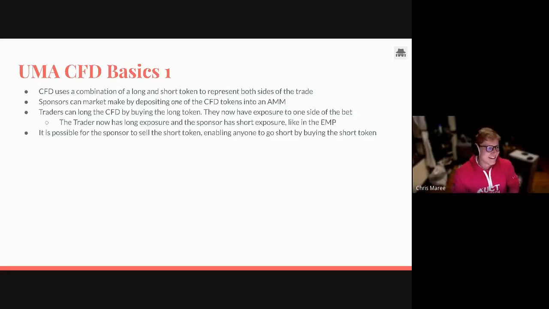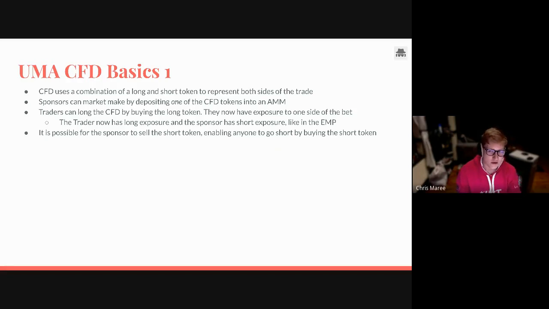Nice. Okay, so let's dig into what this actually looks like within that CFD contract. We have a combination of a long token and a short token to represent the two sides of the trade. Sponsors, and maybe a better word for them is minters, which we refer to them as later on, and we'll talk about why minters is a better word. The minter can deposit collateral into the contract and use this to mint these long and short tokens. If the minter wants to sell the long side, they can deposit that into an AMM, and someone else could buy that.